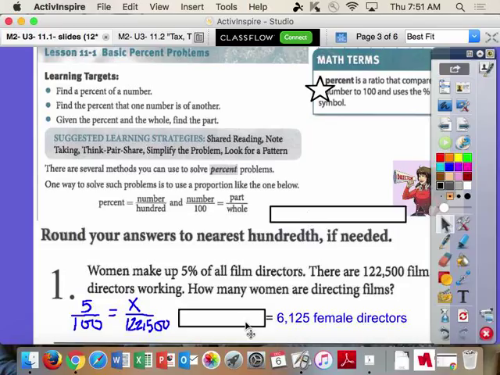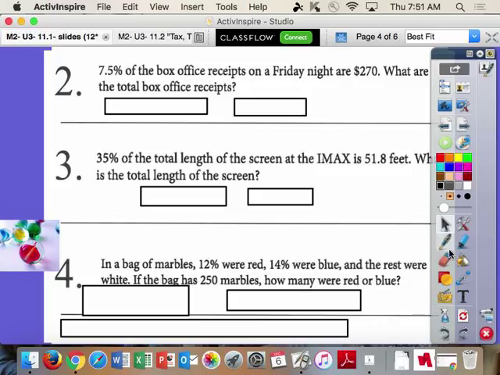6,125. If you want to learn a different way to do it, change 5% into a decimal. What is that? 0.05. Multiply it by the whole, which is 122,500. And you get the same answer. Either way will work, okay? Do the same thing for this one.